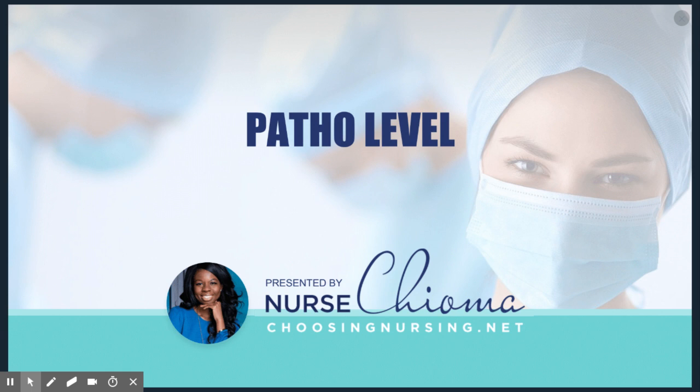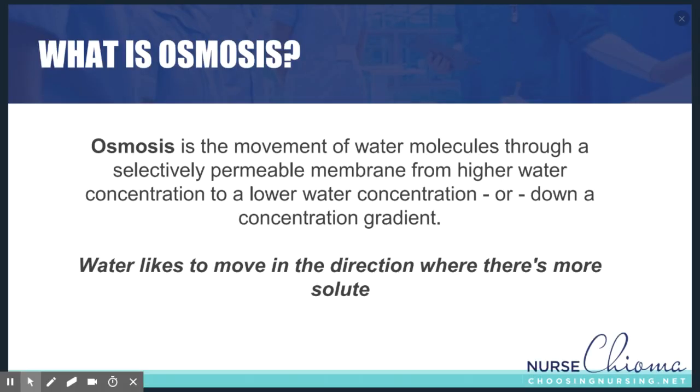So the first level is called the Patho level. The Patho level has to do with your ability to comprehend and understand pathophysiology. Pathophysiology is really focused on understanding how the disease comes into formation, how it manifests, understanding the cellular level, fluid and electrolyte balances. So that's what we're going to talk about first and foremost. We're going to start off by talking about what is the stem behind fluid and electrolyte imbalances.